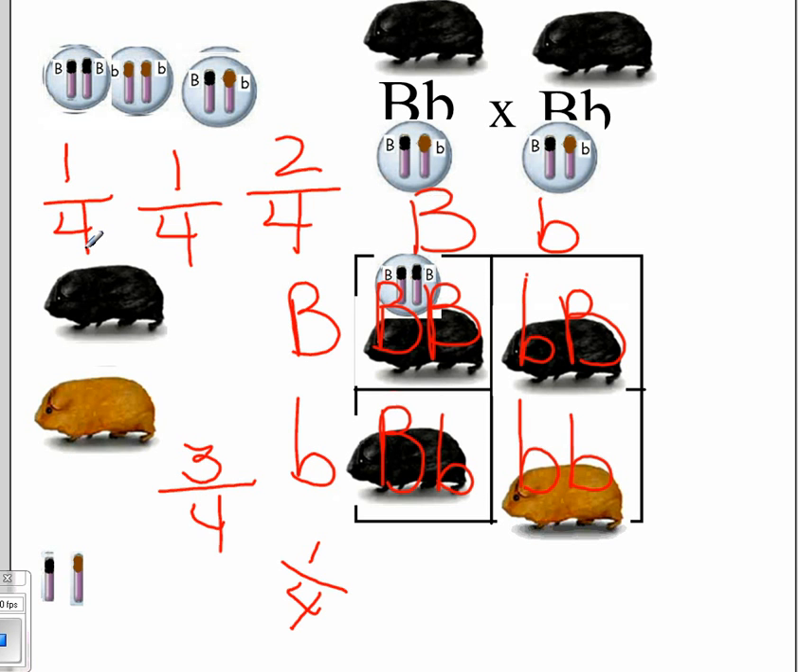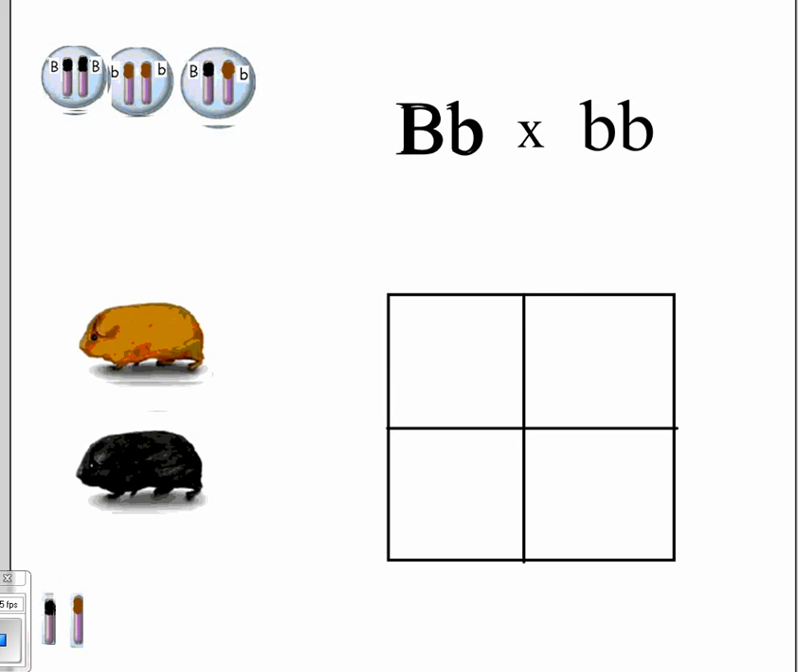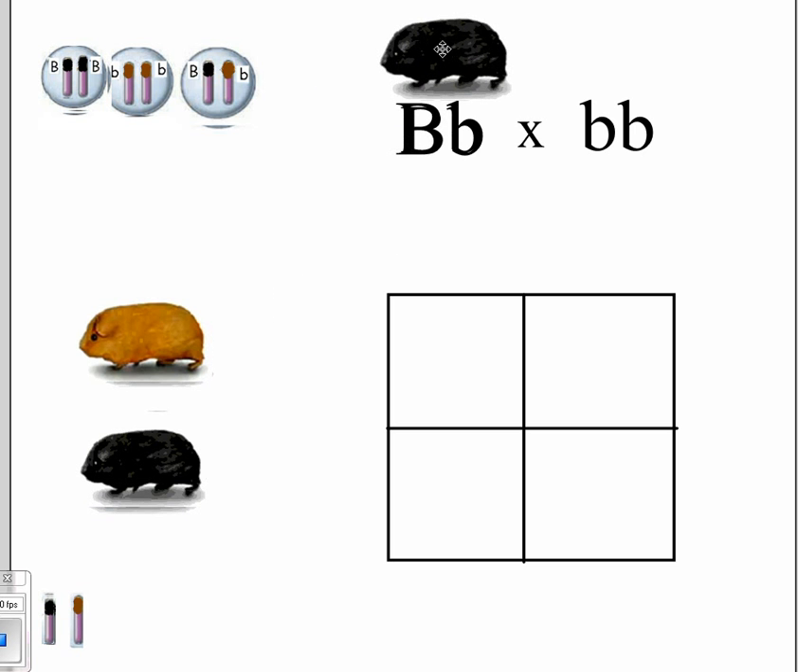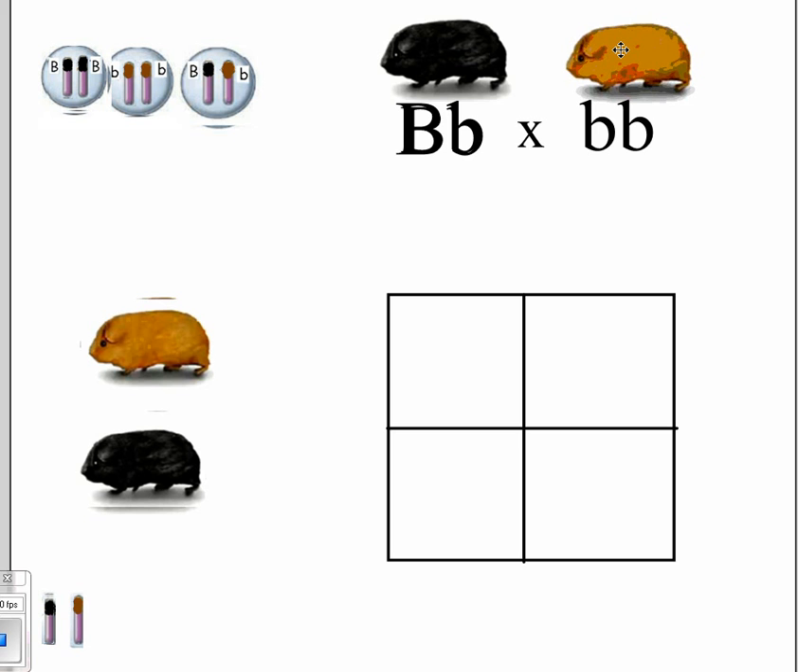All right, does that make sense? Good. All right, now, let's cross a black one, one that is heterozygous, and a brown one. Better go ahead and cross those two. Let's see what we have.